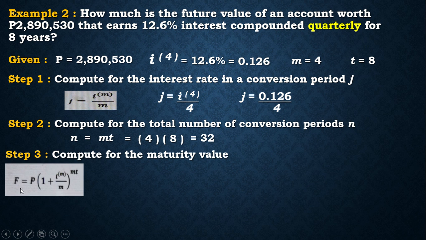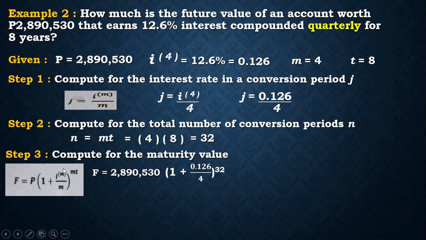Punta na tayo sa computing maturity value. Again, ang formula natin, F is equal to P multiplied by 1 plus the nominal rate divided by M, or the frequency of conversion. Kung mapapansin po nyo ito po siya, siya po ang J. Okay? So, raised to MT, or the frequency of conversion, times the term or time. So, substitute natin yung P, that is 2,890,530. And then 1, ito po sa formula. So, as is lang po tayo dyan. Huwag pong gagalawin. Huwag pong ibahin.